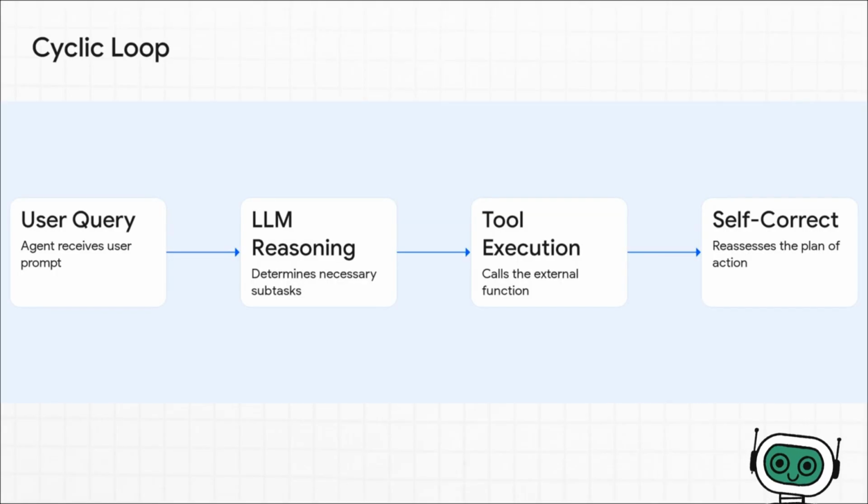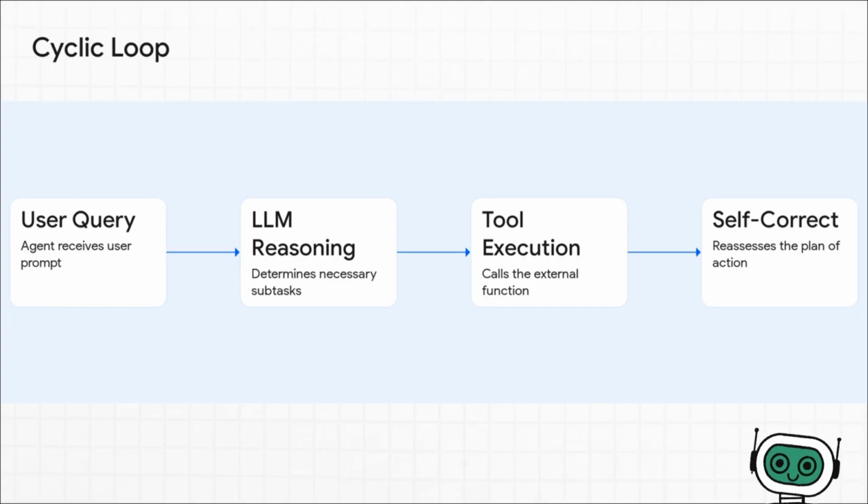Technically speaking, this architecture operates in a continuous loop. First up, the user query comes in. Second is LLM reasoning. This is where the model breaks the larger problem down into smaller subtasks. Third is tool execution, where it actually fires off the API or the database call. But step 4 is really where the magic happens: observation and self-correction.